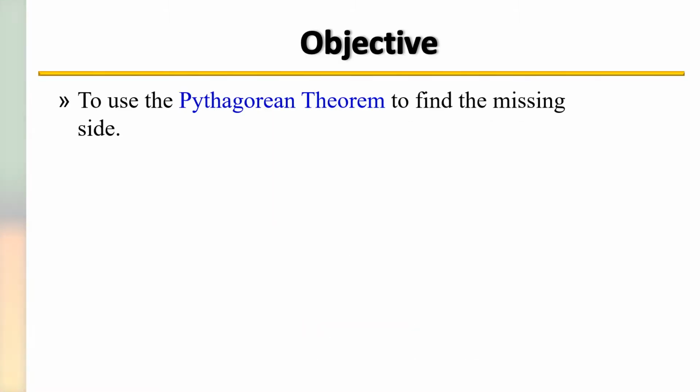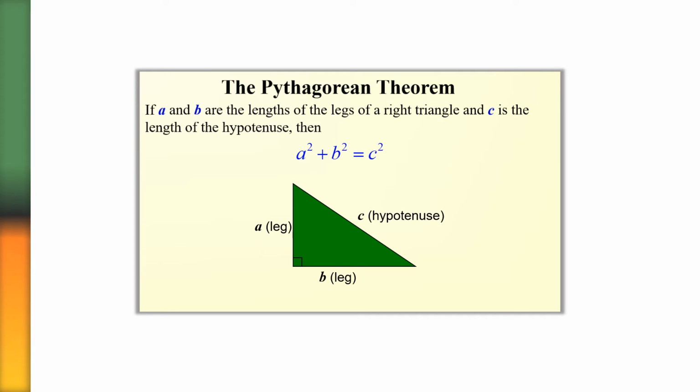In this lesson, we're going to use the Pythagorean theorem to find the missing side. The theorem states that if A and B are the lengths of the legs of a right triangle, and C is the length of the hypotenuse, and the hypotenuse is always the longest, the diagonal side of the triangle, then A squared plus B squared equals C squared. Pretty easy formula to remember.